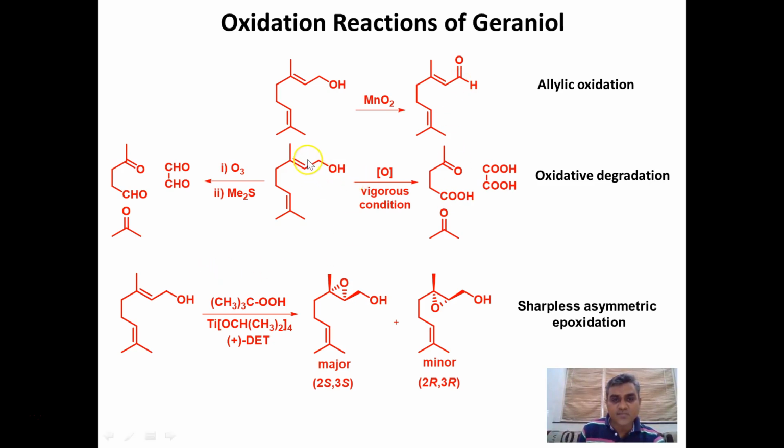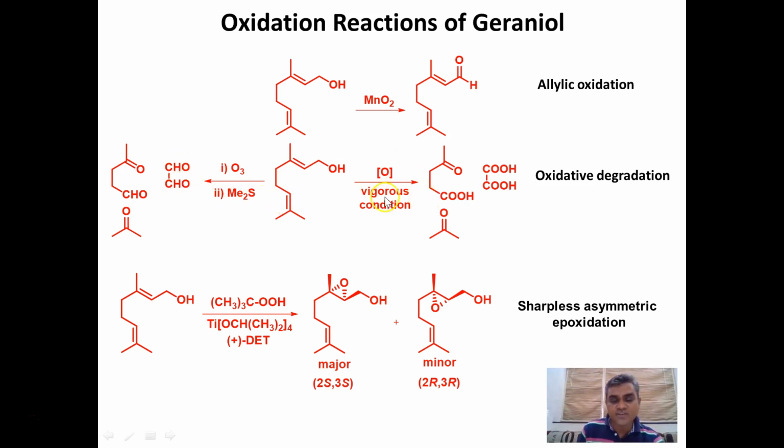Similarly, carbon-carbon bond cleavage, that's the oxidative degradation of geraniol, can be accomplished using a transition metal reagent like KMnO4, or it can be achieved by ozonolysis. Now, depending upon the workup in ozonolysis, if you do the reductive workup with dimethyl sulfide, then glyoxal is formed.